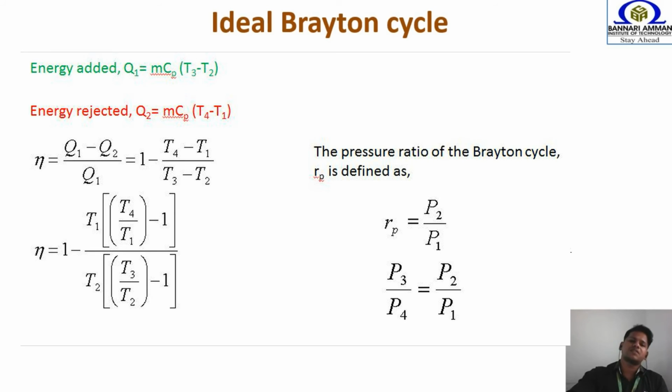If you are assuming this as an air-standard cycle, typically Cp is around 1.005 kJ per kilogram Kelvin. I hope you can recall the Cp value, Cv value, and gamma, which you have studied in thermodynamics. Cp is the specific heat at constant pressure, 1.005 kilojoule per kilogram Kelvin. Cv is about 0.717 kilojoule per kilogram Kelvin, specific heat at constant volume. And R is the gas constant, with a value of 0.287 kilojoule per kilogram Kelvin.